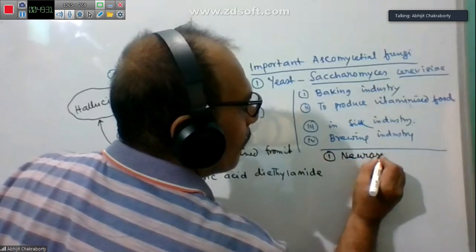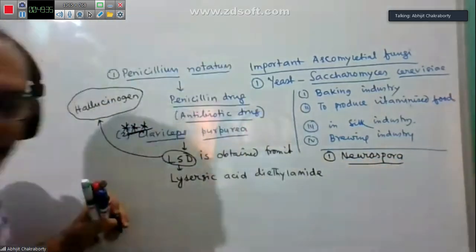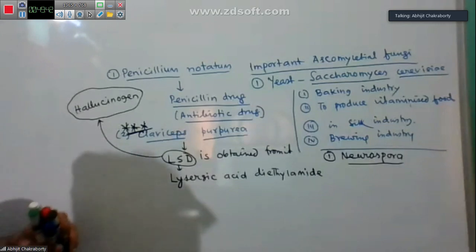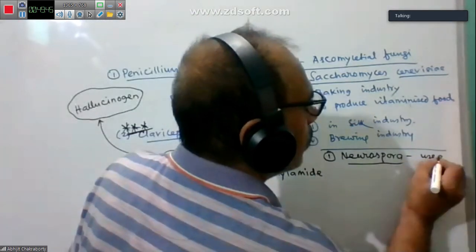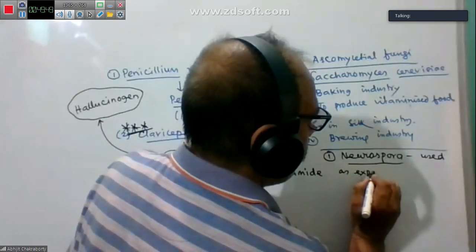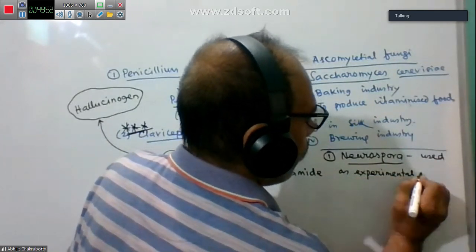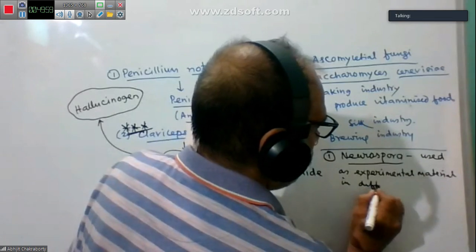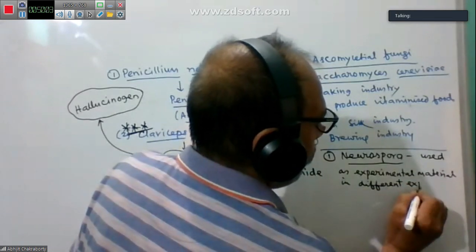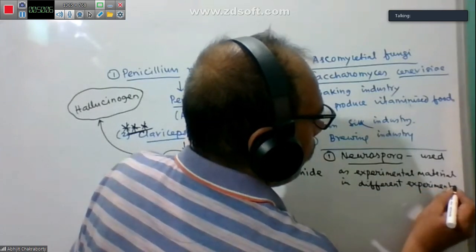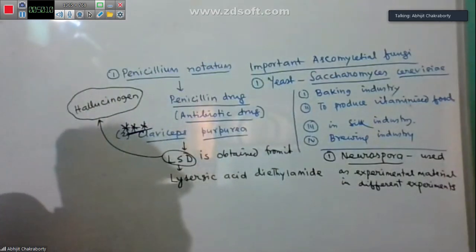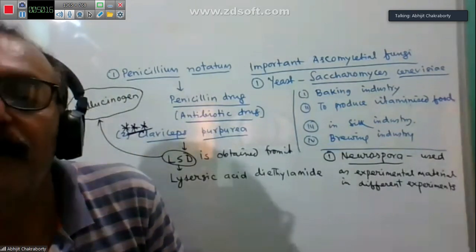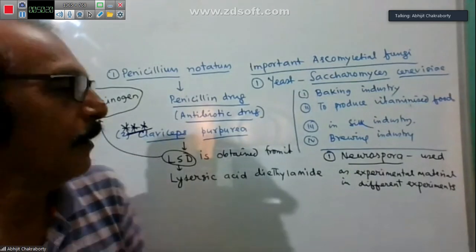Next one, Neurospora. Most important one. Neurospora is actually used as experimental material in different experiments. So this is what about the Neurospora.